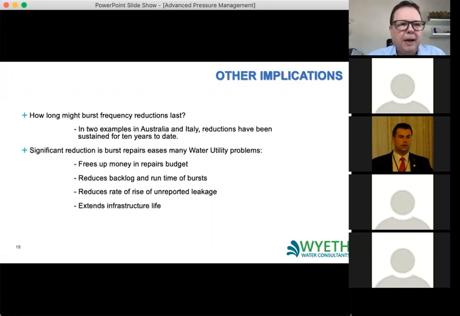Because if you have a pipe which you think is only going to last you 30 or 40 years, but by putting in pressure management and reducing the burst frequency, you might get that pipe to last 60 or 70 years. So that is a huge saving in terms of the pipe replacement costs that you would have to spend.